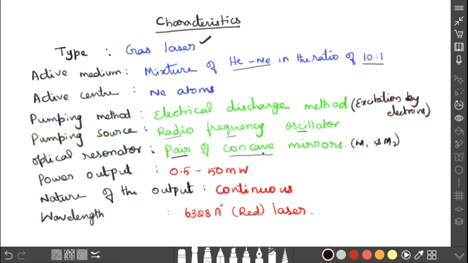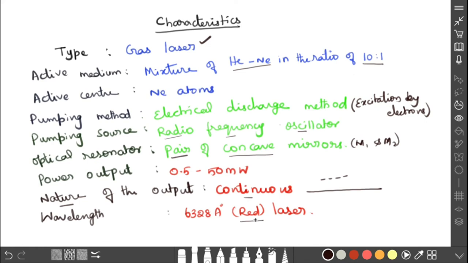And the power output is 0.5 to 50 milliwatt. Power is less comparatively with the ruby laser, but the nature of the output is continuous. In the previous case, that is the ruby laser, it is pulsed. But here we are going to get the continuous laser. And the wavelength produced in this laser is 6,328 angstroms, which is related to the red color. So red color laser is produced.